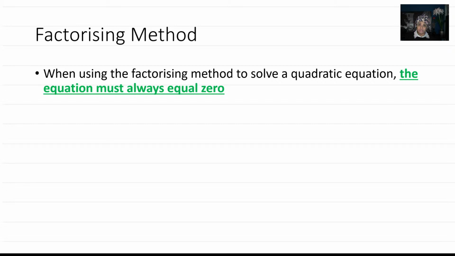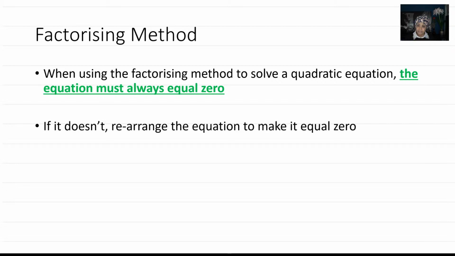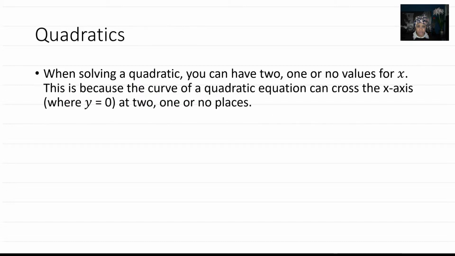In order to solve quadratic equations by factorizing, one side must be 0. So if there is no 0 on one side, you have to rearrange and make sure there is a 0. Okay, so that is how it goes. Sometimes when you solve a quadratic, you have two distinct values. Sometimes the value is the same, so you will get x equals -2 and x equals -2. And sometimes you can't solve it.